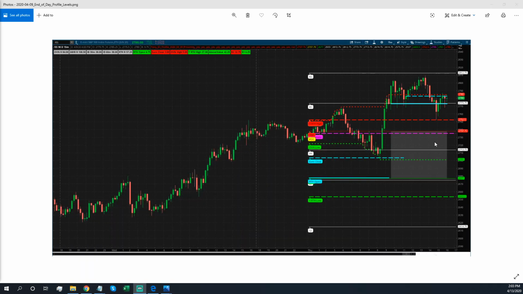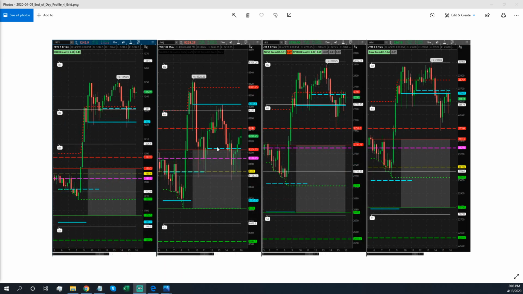So this is your ES only, so you get the value area along with the other levels that I watch. Those levels are noted inside of here, and there's a legend for them. So this is the ES only. This is the 4 index equity grid.